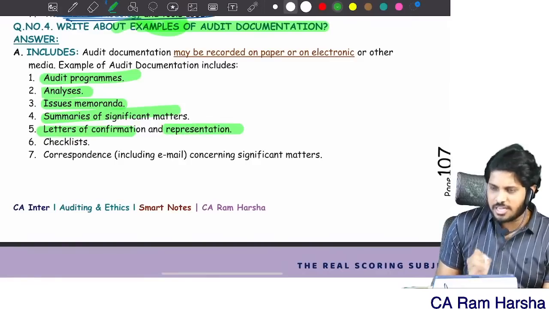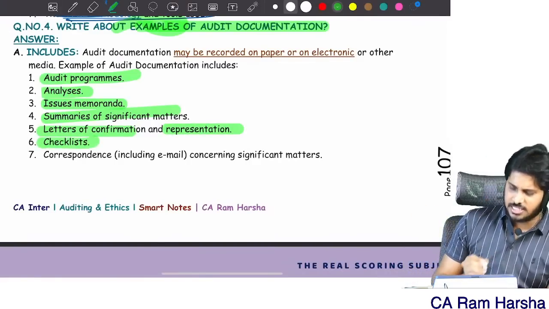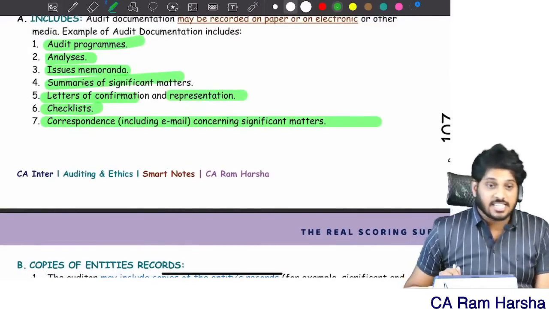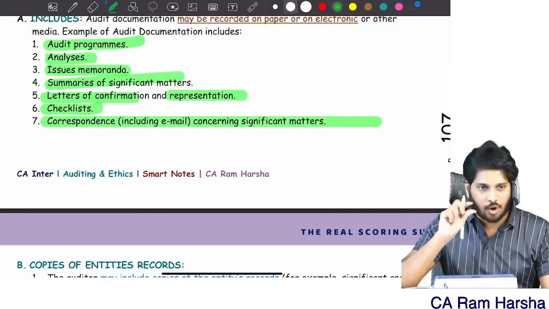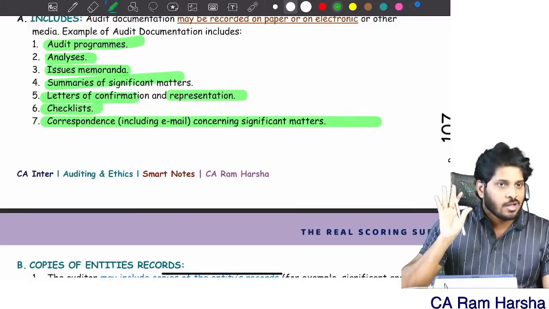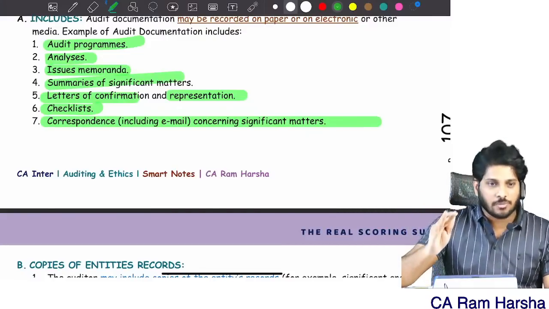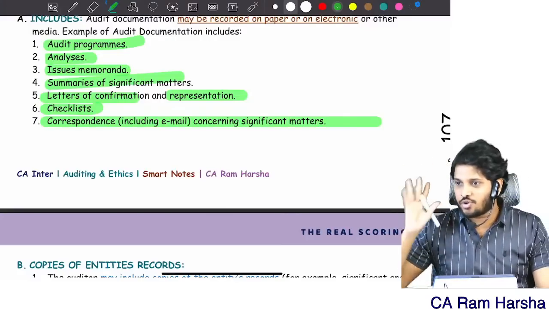Letters of confirmation, letters of representation, engagement letter, all that I will document. Checklist I will document. Correspondence means the conversation I had, the communication I made with the management through emails, WhatsApp, all that communication I will document. Whatever things various standards on auditing say I have to document, all those things I will document. These are all examples of documentation.